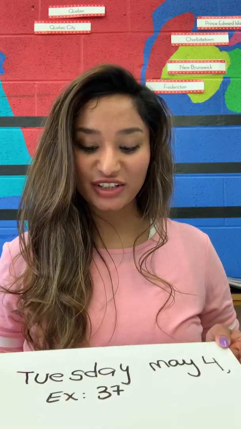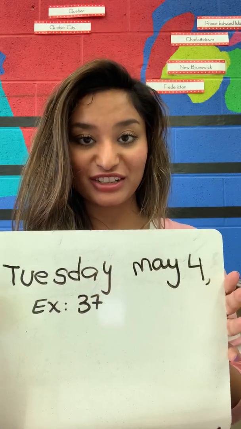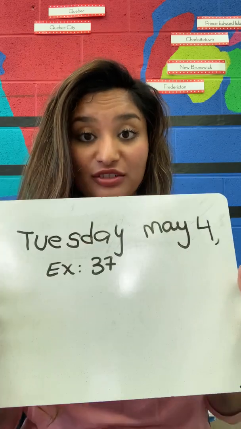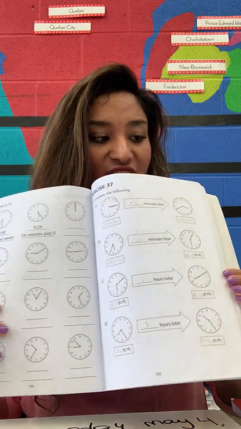Hi grade 3. So today is Tuesday, May the 4th, and in our math today we'll be working on exercise 37. For this one, you need to grab your math workbooks and open them to page 111, and we'll work on page 111 and 112. Okay, so the next two pages. And you also need to grab these small clocks that I sent home in your packages.